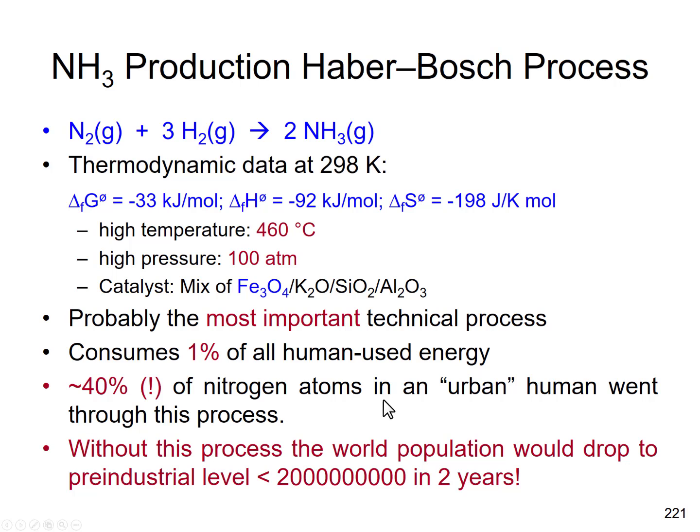And take note that about 40% of nitrogen atoms in an urban human, which means all of us, went through this process. Without this process, the world population would drop to the pre-industrial level of about 2 billion in about 2 years. Currently, the world population is about 7.8 billion.